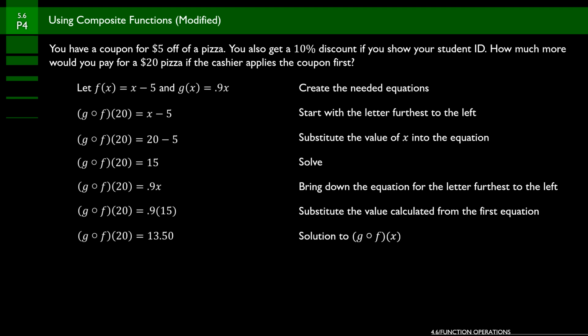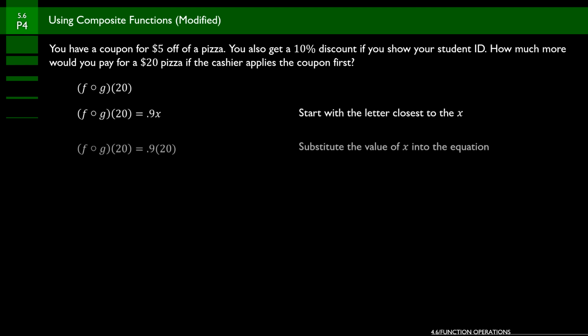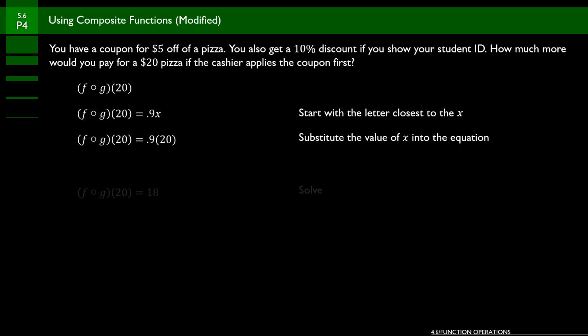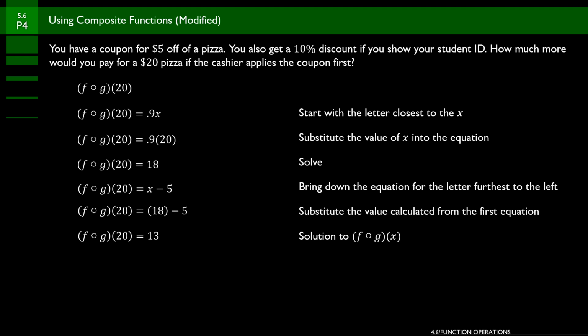Now, the next thing we're going to do is try this in reverse order with f of g of 20. So g of x is 0.9x. We're going to substitute 20 in for x. So 0.9 times 20 is 18. Then we're going to do f of x, and we're going to substitute our solution for g of x in for x. So we get 18 minus 5, which is 13. So the first time we did it, we got $13.50. The second time we did it, we got $13. So that means that there's a 50-cent savings if you do the 10% discount first, followed by the $5 off.